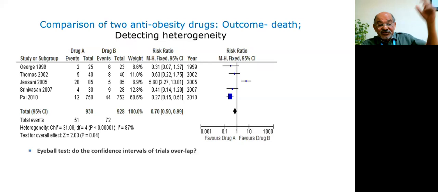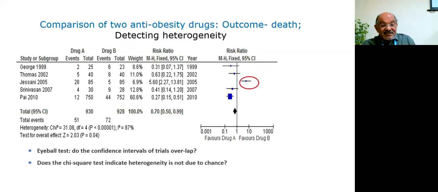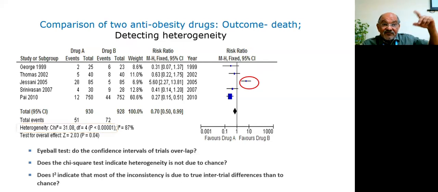How do we know this is not due to chance? There is a chi-square test for heterogeneity. Your p-value tells you you're more than 99.9999% sure this difference is not due to chance. Right? And there's a test called the I-square test, which tells you how much of this exceeds chance. I-square 87 says 87% of the variation in the results is not explained by chance. Only 13% can be explained by chance.